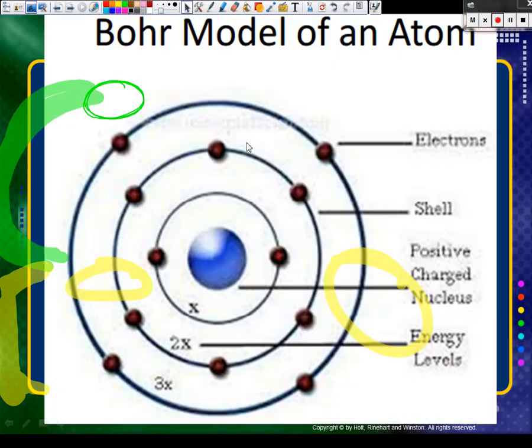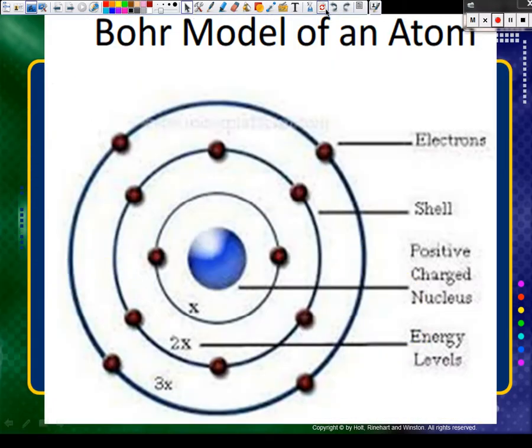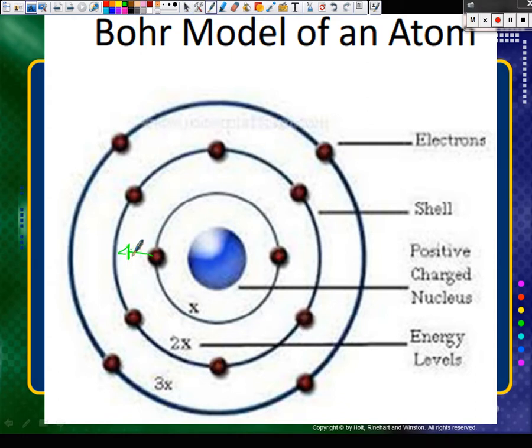Okay? All right, so this is Bohr's proposed model of an atom. And what he basically said is that for this electron to come out here, for him to come out here, what does it require?